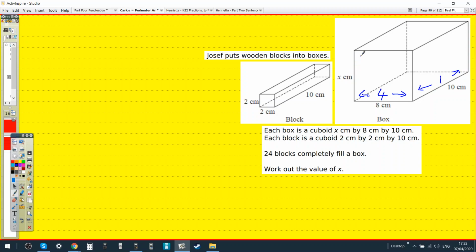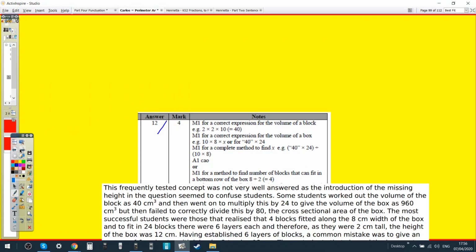Whatever this is, it would be 4 times 1 times something, and they say 24 blocks completely fill a box. So it has to be 6. And so we use that to work out what X is. 12. Yes, well done. X is 12 centimeters, because 8 divided by 2 is 4, 10 divided by 10 is 1, and 12 divided by 2 is 6. So it's 12, 4 marks. Any questions about that one?